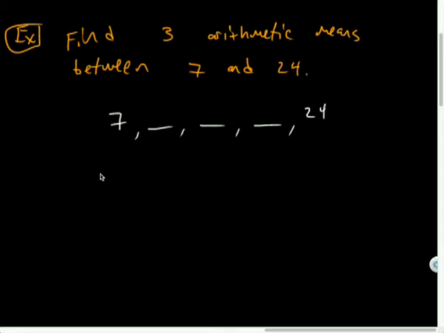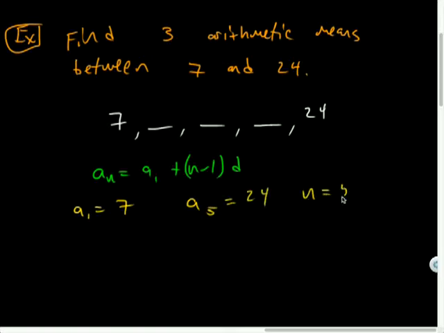So using our formula, a sub n equals a sub 1 plus n minus 1 times D, I'm really interested in finding out what D is. So what could I do to find D? What do I know? I know a sub 1 is 7. A sub n, better yet, 1, 2, 3, 4, 5 is 24. And I think I just gave away what n is. 5. And I'm looking for the difference.